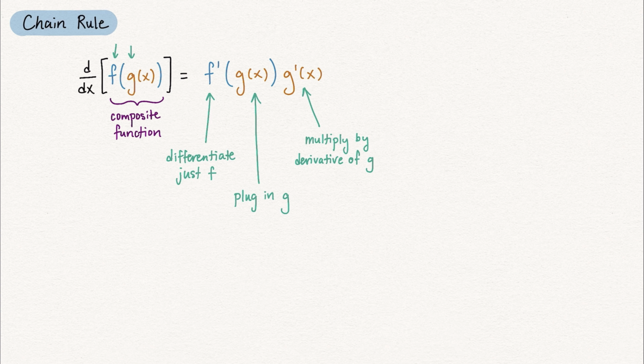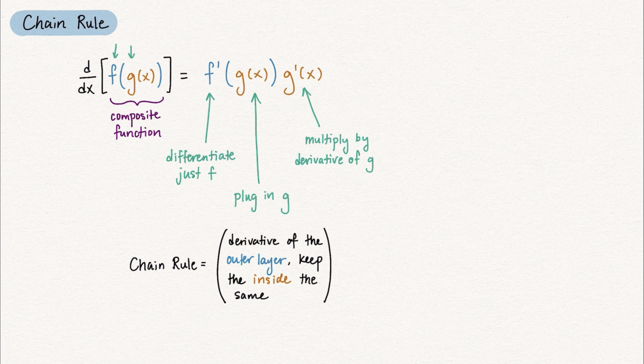And while having a formula for the chain rule is great, I also want to bring up a slightly different way of looking at the chain rule. And this colloquial way will hopefully help us better memorize the structure of the chain rule. It is a product of two terms, where the first term is the derivative of the outer layer and keep the inside the same. And then the second term is the derivative of the inside. And hopefully with the color coding that I've been using, it's easy to match this formulation of the chain rule with the original formula representation of the chain rule.